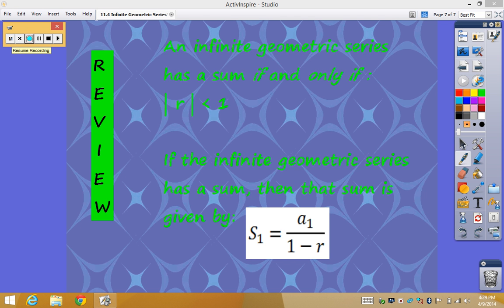Quick review for this lesson. We need to remember to keep track of those formulas for the geometric sequence because it will come in handy to solve the infinite geometric series problems. And if you have an infinite geometric series, that means that it has a sum if the absolute value of r, or the ratio, is less than 1. And if you have an infinite geometric series with a sum, then the sum is given by the equation S equals A1 over 1 minus R.